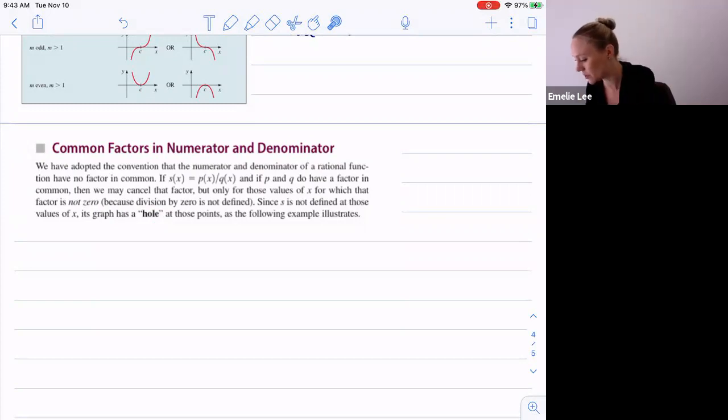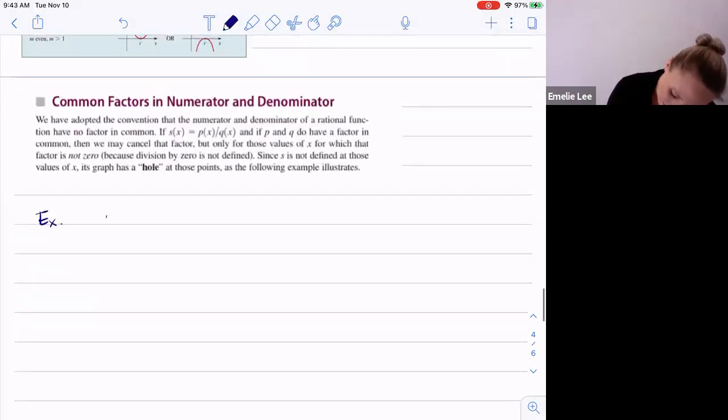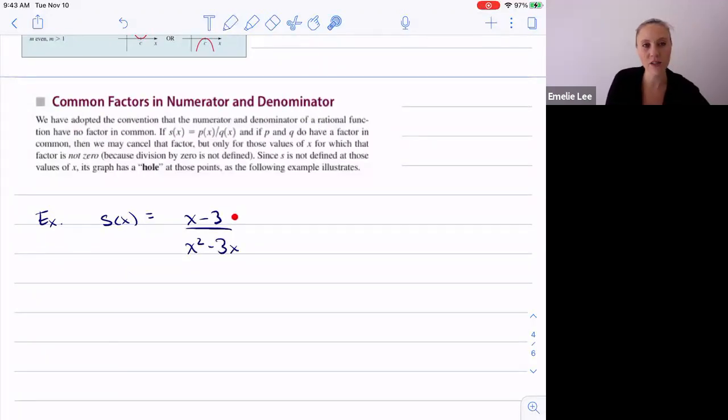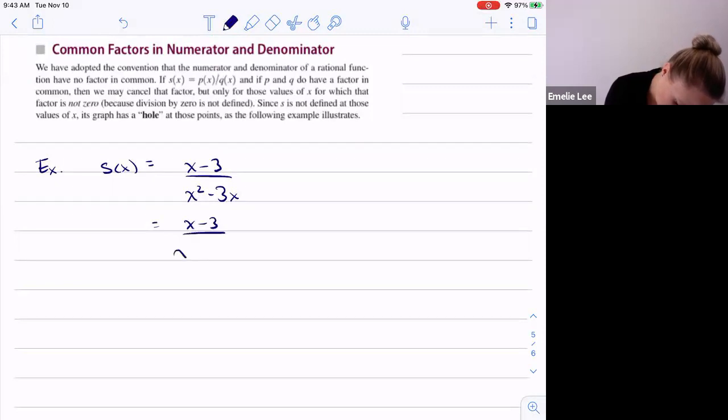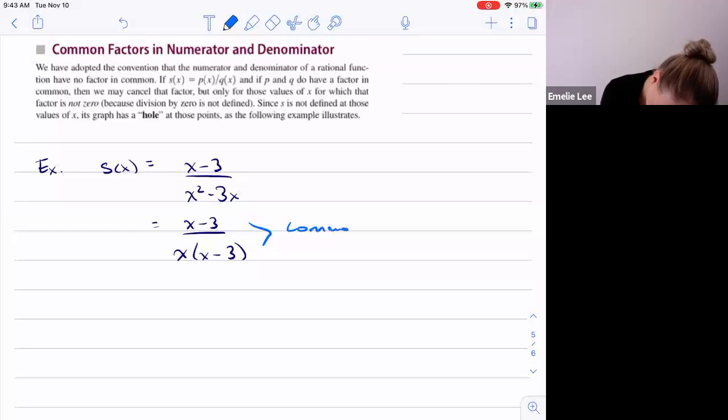So here I picked a quick little example for us to go through. For example, if we have s of x is equal to x minus 3 over x squared minus 3x, there's nothing to factor up here, right? X minus 3, there's nowhere to go. But I can pull out a common x here, right? And so this becomes x minus 3 over x times x minus 3. What do you know? Looks like I have a common factor of x minus 3.